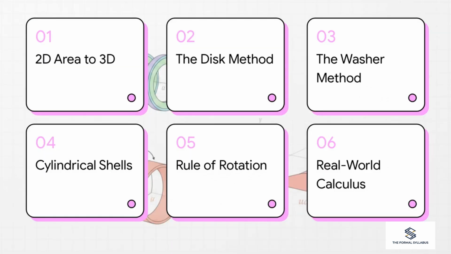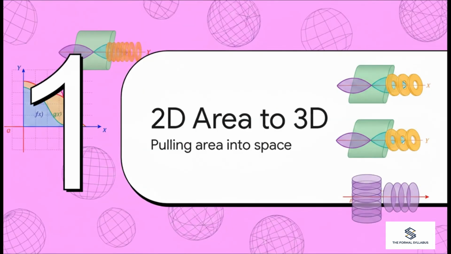So here's our roadmap for the explainer today. First, moving from 2D area to 3D space. Then we'll break down the big three: the disk method, the washer method, and cylindrical shells. After that, we'll cover the golden rule of rotation, and finally, we'll see all of this pay off in some real-world calculus. All right, section 1, from 2D area to 3D.